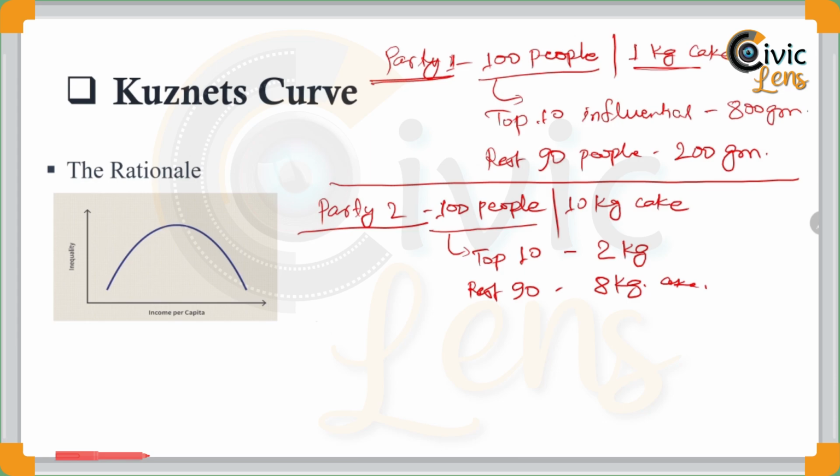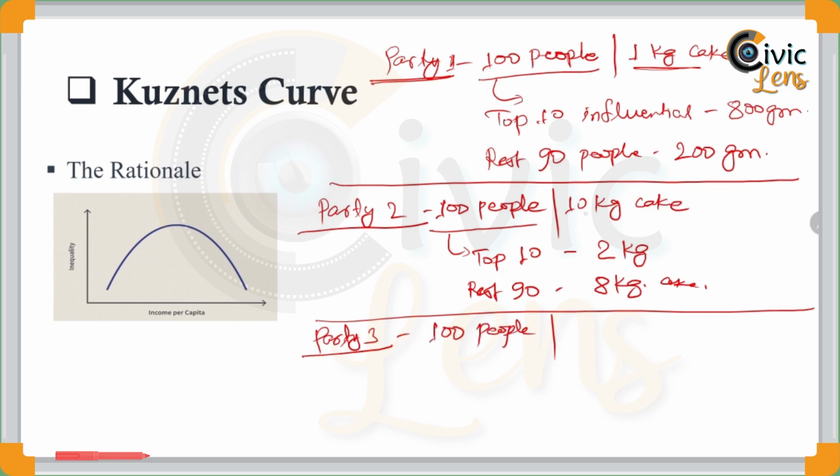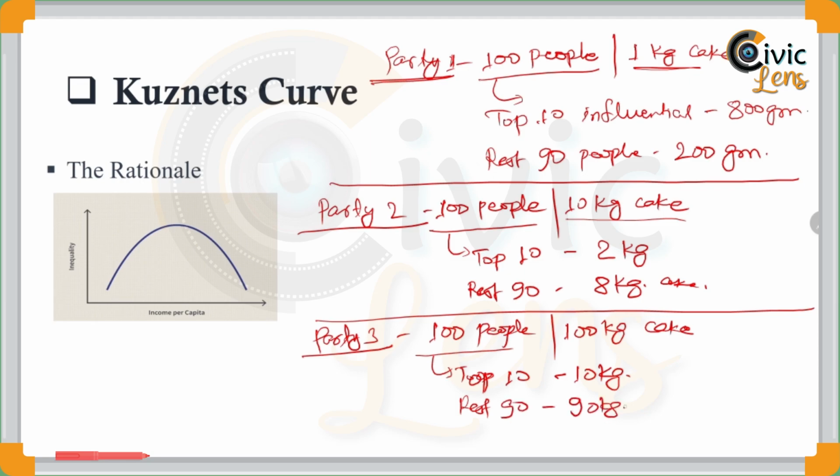Now imagine another party of a similar kind. Let's say this is party 3, right? Here again 100 people are present, and instead of a 10 kg cake, let's say a 100 kg cake is cut and distributed among these people. And here these top 10 influential people are able to get, let's say, 10 kg of cake, and the rest 90 people are getting 90 kg of cake, right?